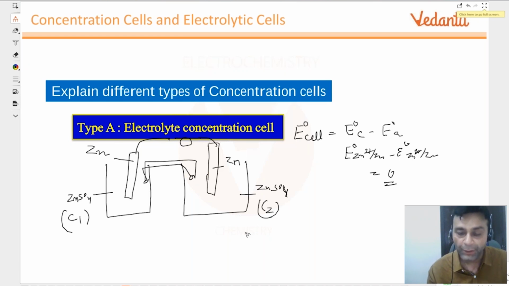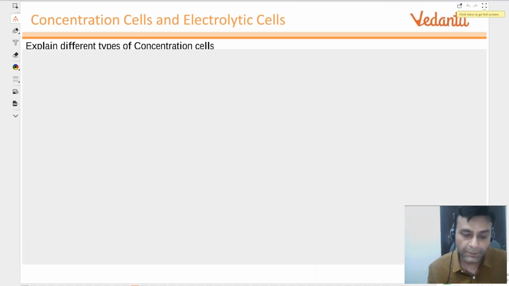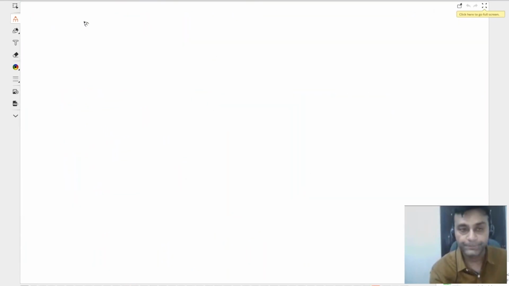I'll now prove it. How is it possible? For that, wait. Just a minute. See, suppose I am putting here metal M undergoing oxidation, double bar, the same metal here. I can say its concentration is C1 and its concentration is C2. Getting me?